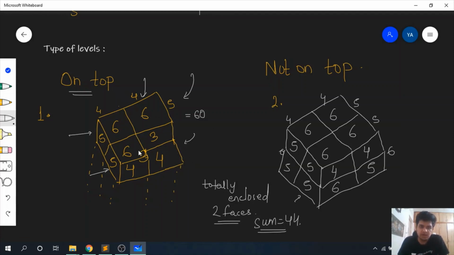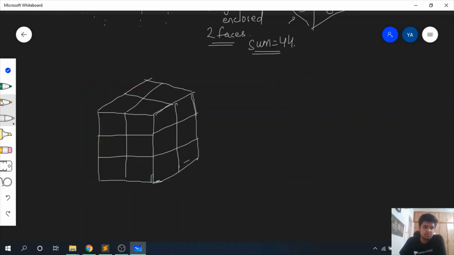So if you remove one block, then the top 4 of the dice below is visible, because this is 6 and this is 5, so these will still be visible, and also one more 4 will be visible. If you remove one more block over here, then another 4 will be visible, and this will be true for every block. So if you remove 3 blocks, then 3 extra 4s will be visible.